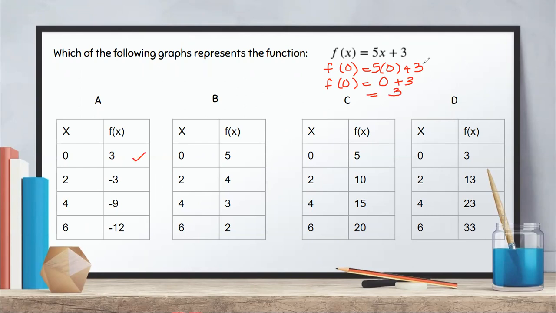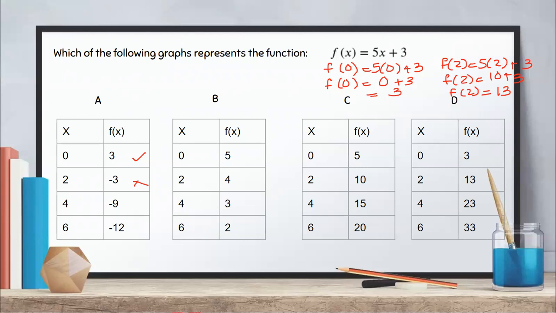So far, so good. The next one says f of 2. We're just checking to make sure that these work. So f of 2 is equal to 5 times 2 plus 3. 5 times 2 is 10, plus 3 is 13. So that doesn't work out, right? What we're trying to see is if when we input 2, we get out -3, which is what they said if this was the function. But we got something that didn't make sense. We got 13. So we know choice A doesn't work.